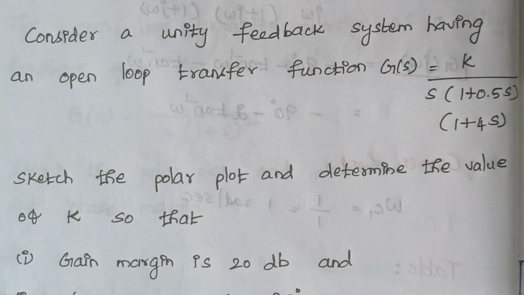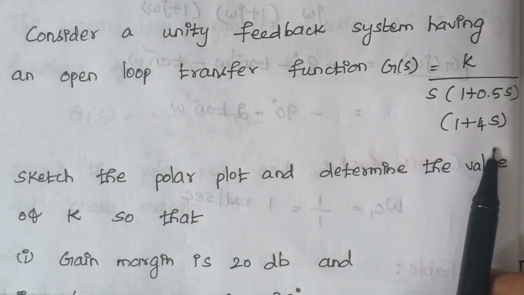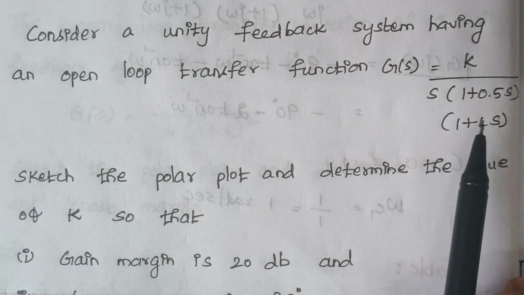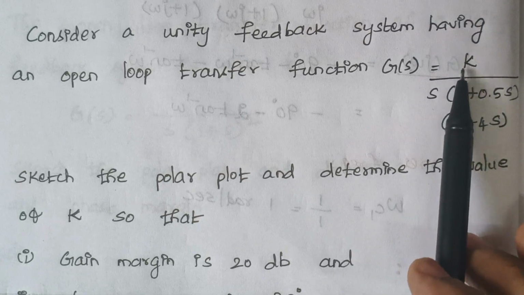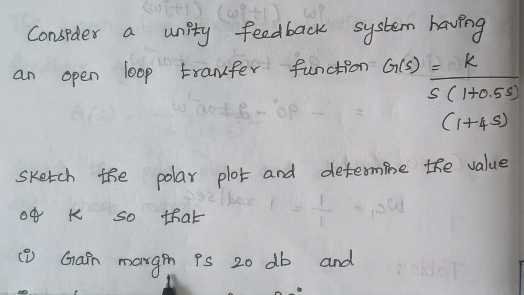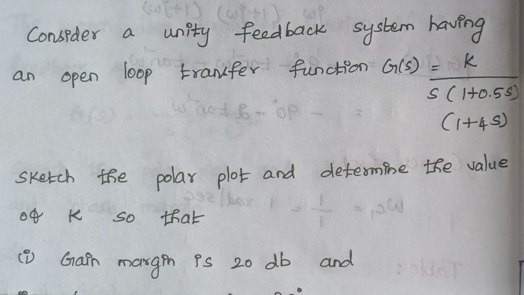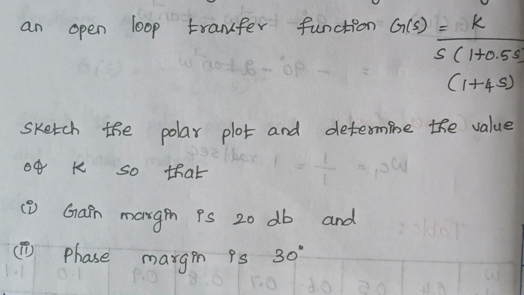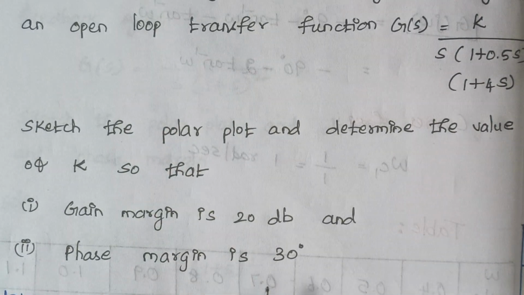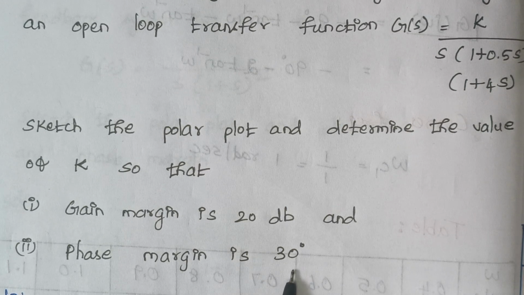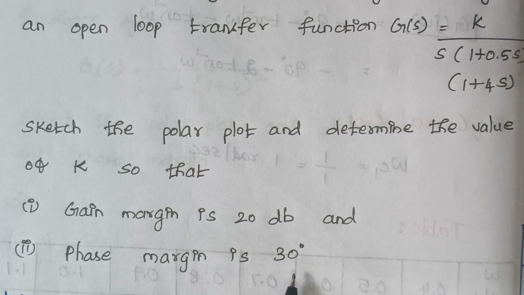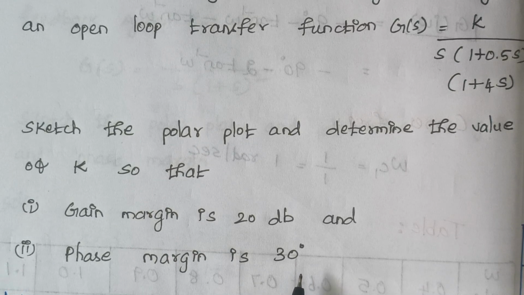So here this is our given G(s). Here we are asked to find for what value of k the system will have a gain margin of 20 dB, and similarly for what value of k the system will have a phase margin of 30 degree. So the first thing is we have to assume the value of k as 1 and draw a polar plot. That is our first step. We will proceed with that.